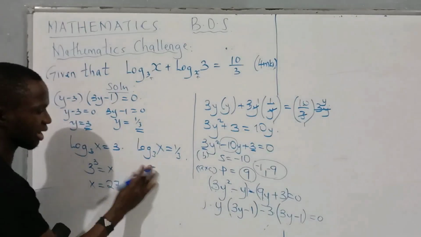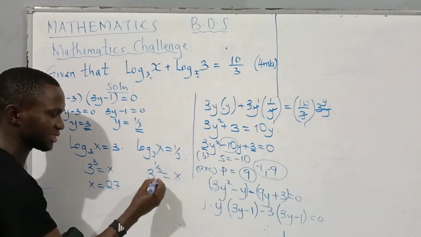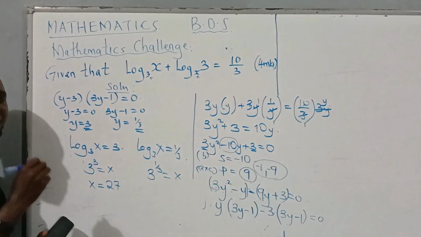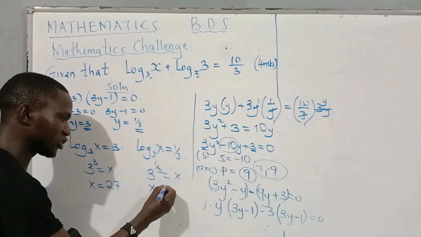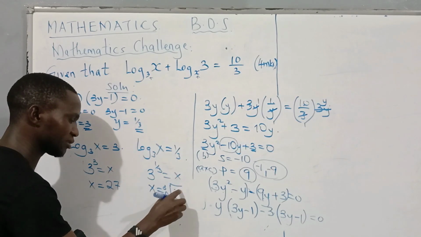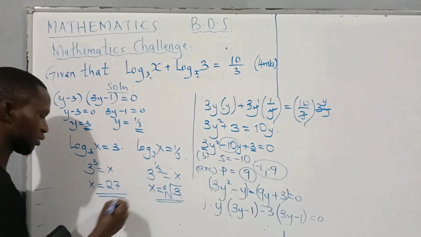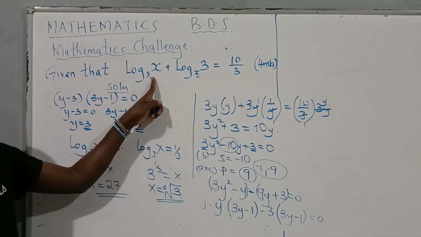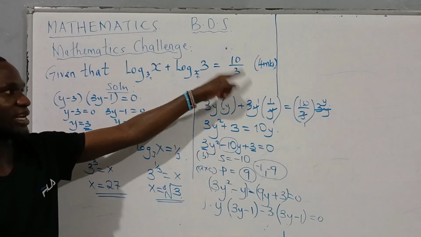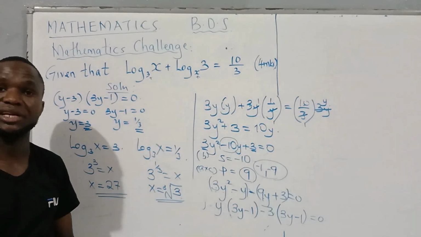The other side we are going to have it as 3 raised to power a third is equals to x. A third is the same as saying cube root. Definitely this is going to be cube root of 3. And this becomes the values of x. When you substitute the values of x in the original equation here, you will end up having the result as 10 over 3. I hope that you've learned something.